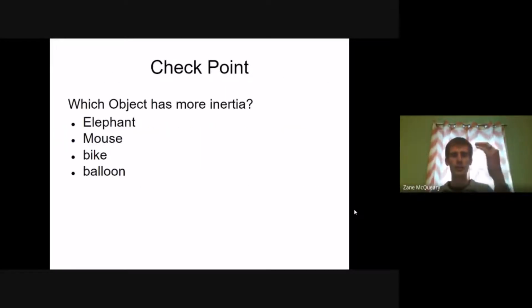For example, of the objects over here, one of them has the most inertia. Obviously, it's the elephant. An elephant is the hardest to get moving. If you've ever tried it before, it probably didn't end well for you. Or even worse, if you try to stop one, that's really hard to do, right? The other ones are much easier to change their motion.